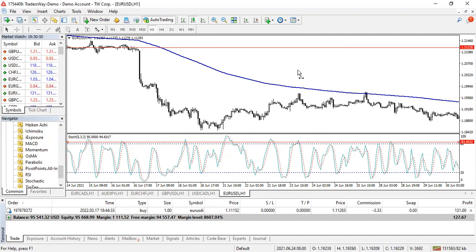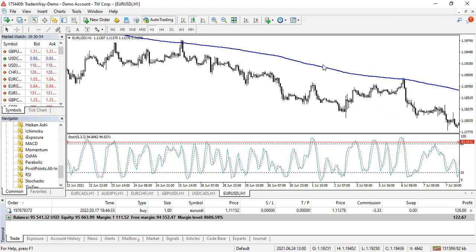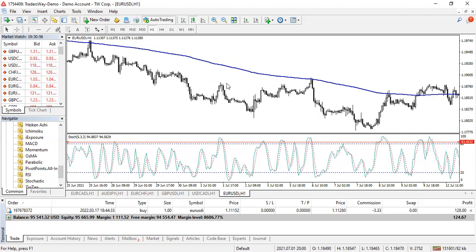So let's look at where the market gives us a losing trade.